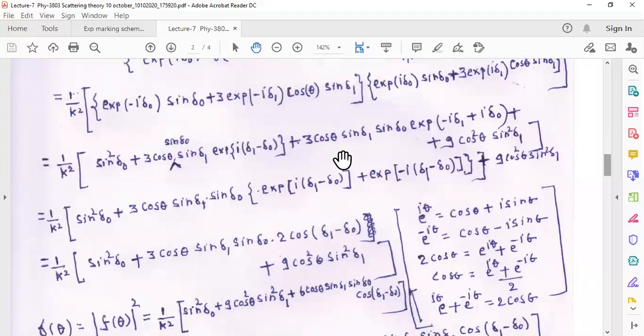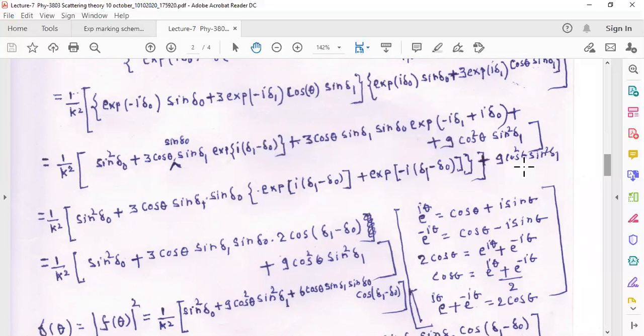And you see I'm keeping 1 upon k square common, and I'm combining x plus the term. This is the same term, and I basically take this exponential term, exponential of i (delta 1 minus delta 0), and this is the exponential of minus i (delta 1 minus delta 0). I combine this term here, because this is also the term which you are already having. This is i (delta 1 minus delta 0), and if you take minus i common, it is delta 1 minus delta 0. So I combine these two exponential terms and write the term here.